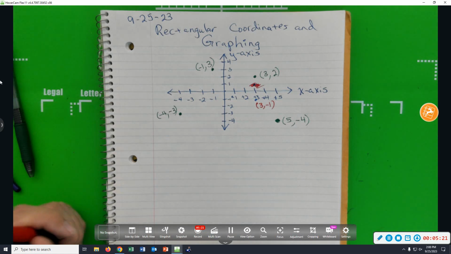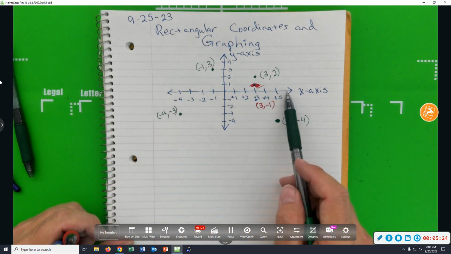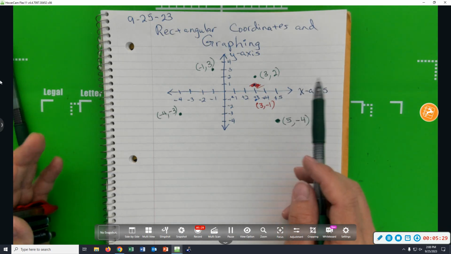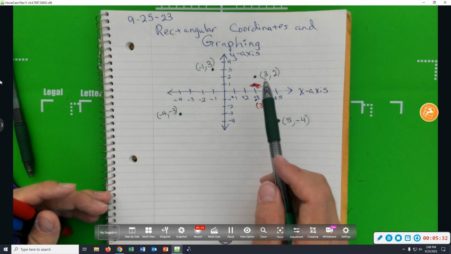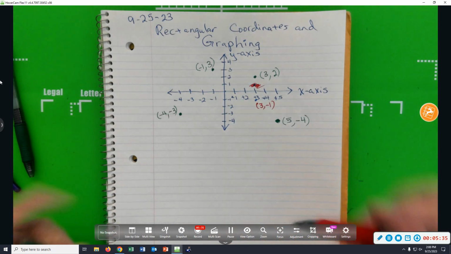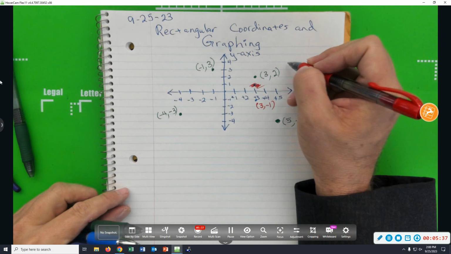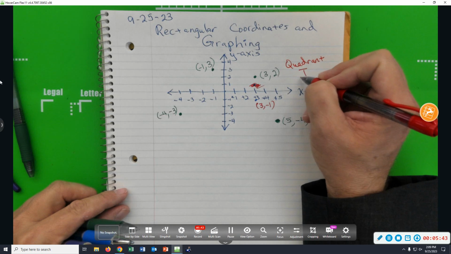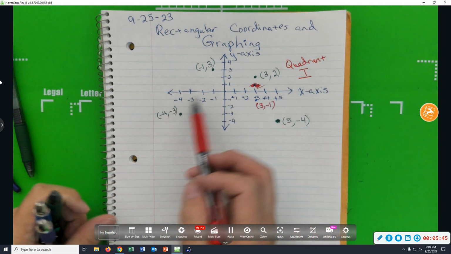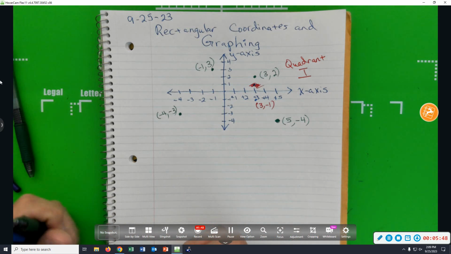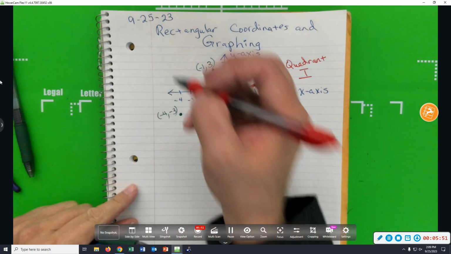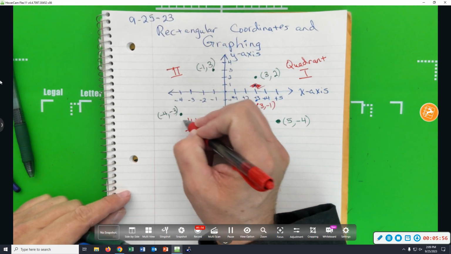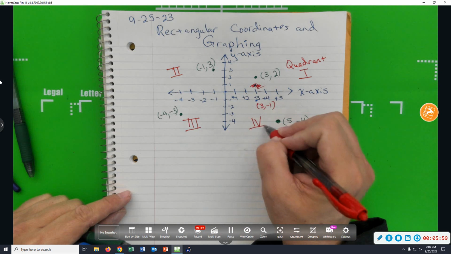Okay, the two number lines divide the plane into 4 distinct regions, and those regions are called quadrants. You start in the upper right-hand corner. This corner here is called quadrant 1, and we use a Roman numeral 1 to distinguish it from the numbers that are actually on the number line. Then we move counterclockwise, so we have quadrant 2, quadrant 3, and quadrant 4.